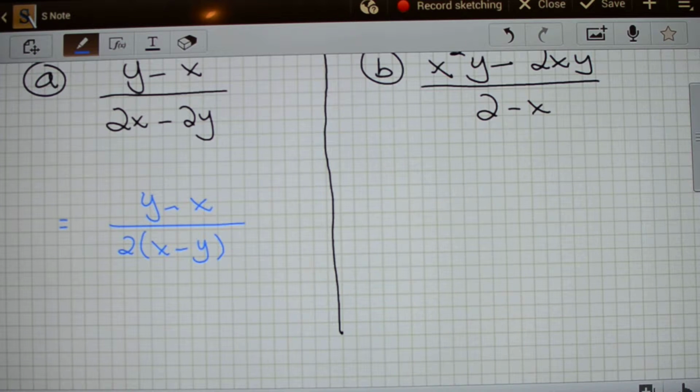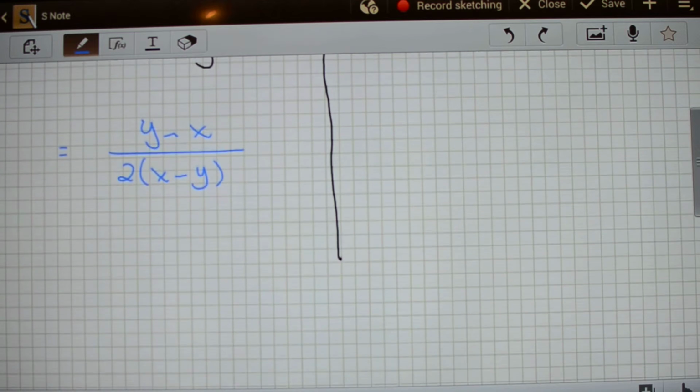Now notice, it would be really cool if we can cancel these two, but guess what? y minus x is not the same as x minus y. Why is that? Well, is 3 minus 2 the same as 2 minus 3? No, it's not. So you can't exactly cross cancel those because they're not the same thing. So what are we going to do?